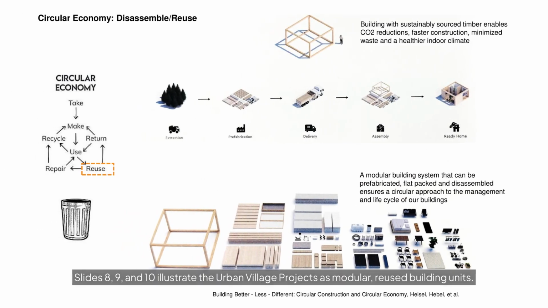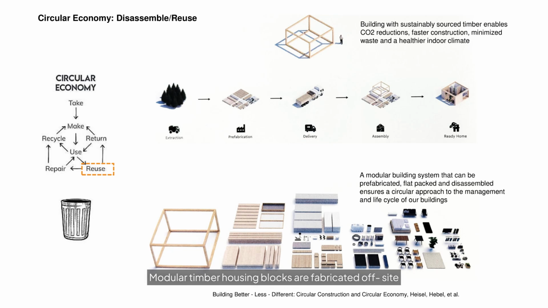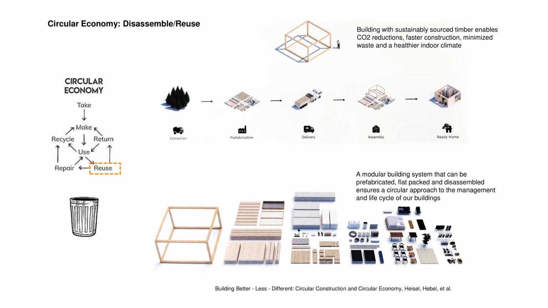Slides 8, 9, and 10 illustrate the urban village projects as modular, reused building units. This slide shows a circular economy approach from the housing level. Modular timber housing blocks are fabricated off-site for fast construction with minimum waste. They can be easily added to or taken apart as needs change and are designed for disassembly and assembly through the entire life cycle of the buildings.